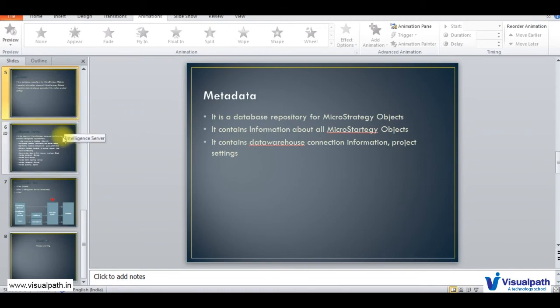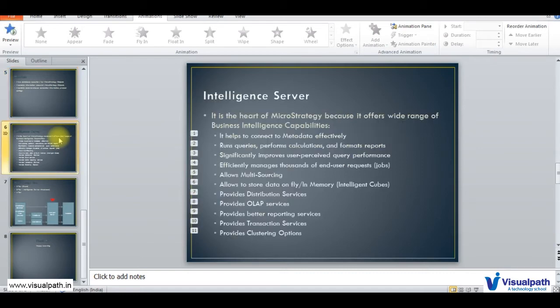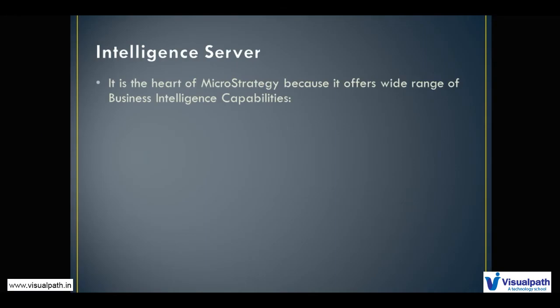Now talking about the third terminology, which is the intelligence server. This is very important, guys. This is really very important because this is the heart of MicroStrategy. Why we have always been saying that this is the heart of MicroStrategy, we will see. It offers a wide range of business intelligence capabilities. So we will see some of them and talk about them.